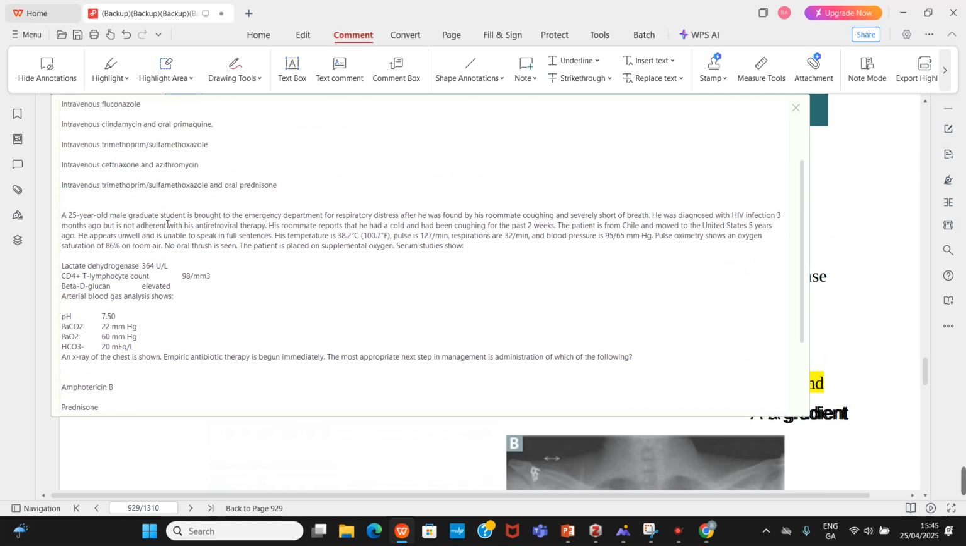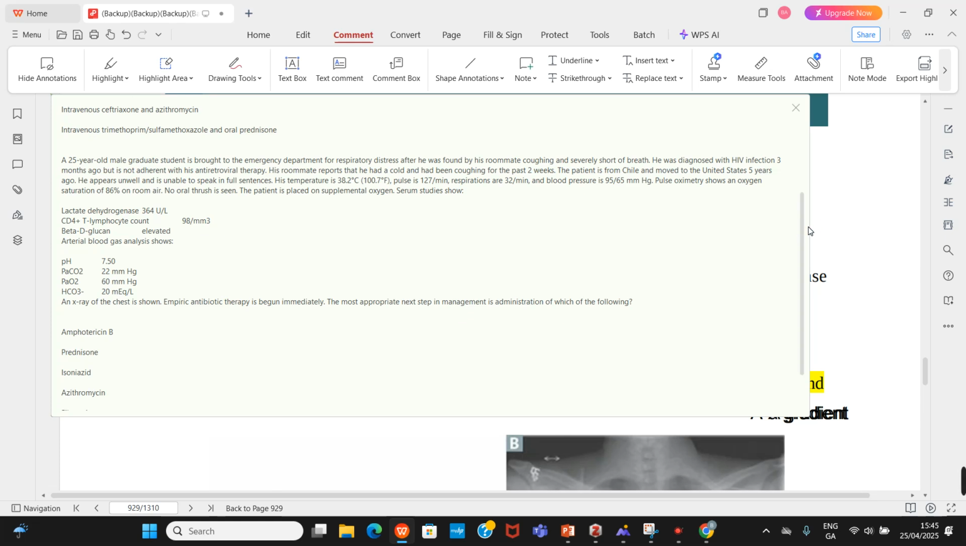A 25-year-old male graduate student is brought to the emergency department for respiratory distress after being found by his roommate coughing and severely short of breath. He was diagnosed with HIV 3 months ago, but is not adherent with antiretroviral drugs. His roommate reports that he had a cold and had been coughing for 2 weeks. The patient is from Chile and moved to the US 5 years ago. He appears unwell and is unable to speak in full sentences. Temperature is 38.2.